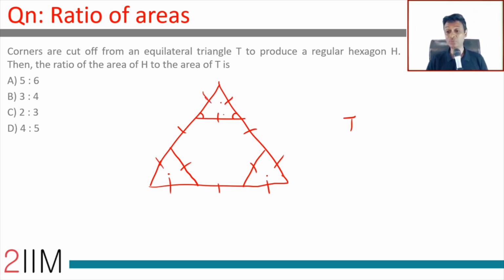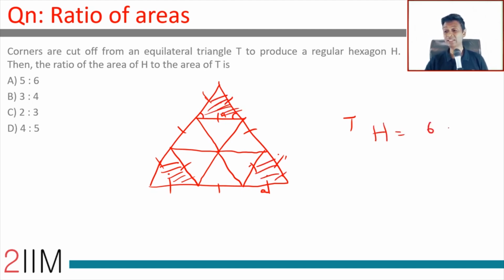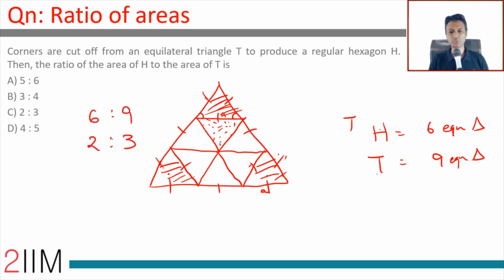So this is a regular hexagon of side A, which is nothing but 6 equilateral triangles of side A. What is outside are 3 equilateral triangles of side A. Brilliant. In other words, our hexagon is 6 equilateral triangles. Our big triangle is 9 equilateral triangles. 9 equal equilateral triangles. I am considering this as one simple constructing block, an equilateral triangle. So the ratio of area of H to T is 6:9, which is 2:3.